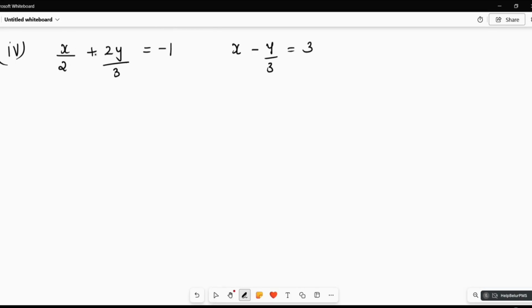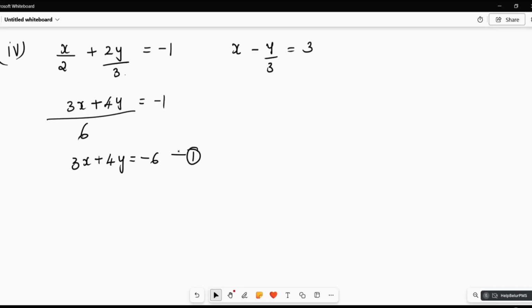Now x by 2 plus 2y by 3 is equal to minus 1. LCM will be 2 into 3 is 6. So what you will get? LCM by denominator. 6 by 2 is 3. That 3 you are multiplying with x. So you will get 3x. Plus 6 by 3 is 2. That 2 you have to multiply with 2y. So you will get 4y. That is equal to minus 1 into 6. So 3x plus 4y is equal to minus 6. This is the first equation.